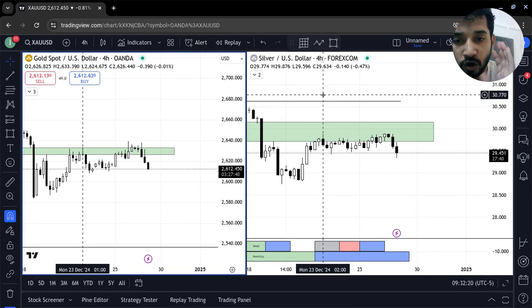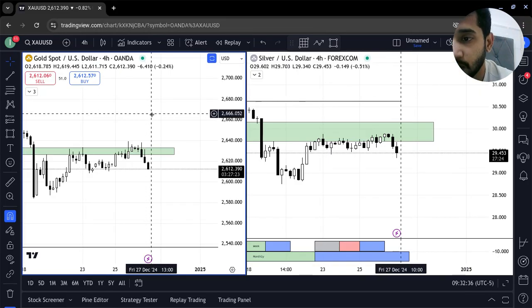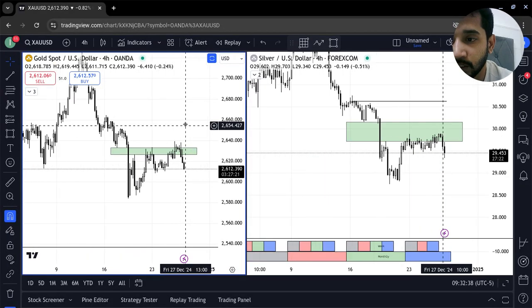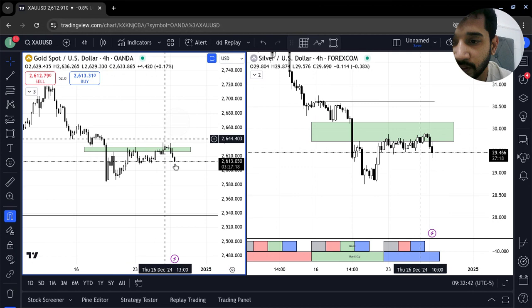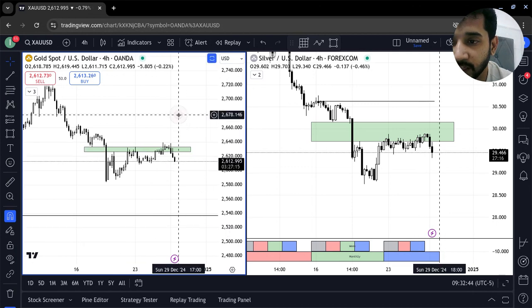If you are trading gold, you need to have the chart of silver aligned together or stacked upon each other to make sure that the directional bias which you're choosing, the idea of your trade, is correct. Because these two pairs feed off of each other in relation to each other.